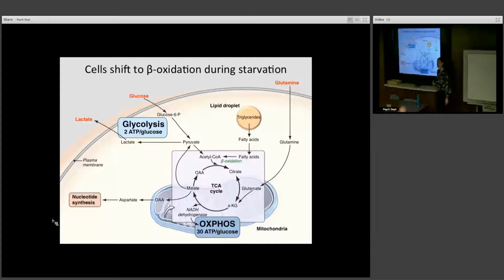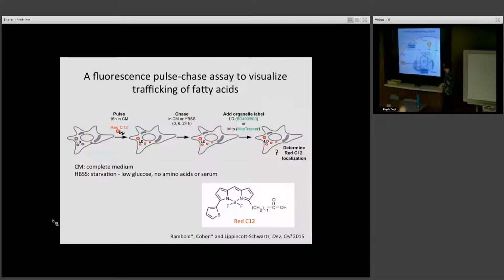When energy is more scarce, cells can shift to use oxidative phosphorylation, which produces 30 molecules of ATP per molecule of glucose. And if glucose is not available, then cells will use energy stored in triglycerides. So they release fatty acids from triglycerides for transfer to mitochondria, where they undergo beta oxidation and can then drive the TCA cycle. But some of the cell biology of how fatty acids traffic from lipid droplets to mitochondria wasn't clear. So this is what we set out to investigate.